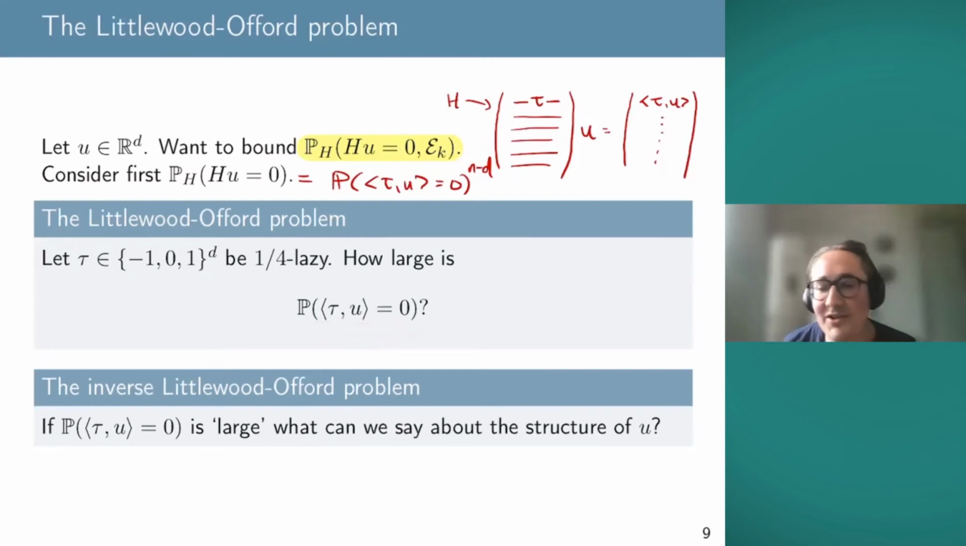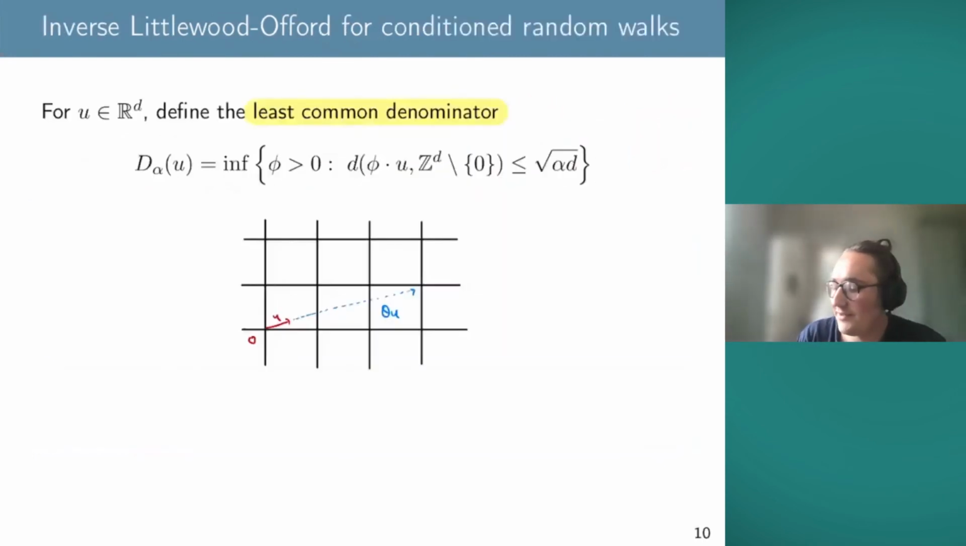This kind of question is known as the Littlewood-Offord problem. It was pioneered by Littlewood and Offord in a different context, studying random polynomials. And it's been incredibly useful to study the inverse problem, which says, if this is large, what can we say about the structure of U? Because we also want to do some counting. If you think about the union bound, we might want to know how many U this is large for. There's a kind of meta theorem out there that says that if this is large, then U has some additive structure. And the additive structure useful for us is the following.